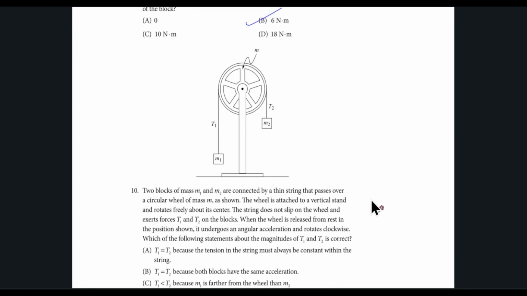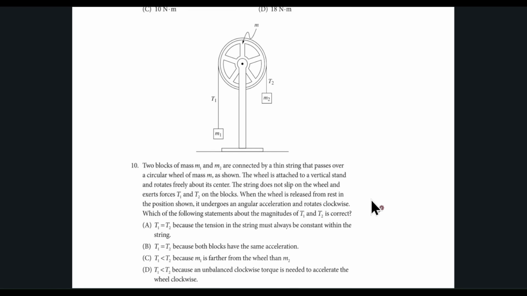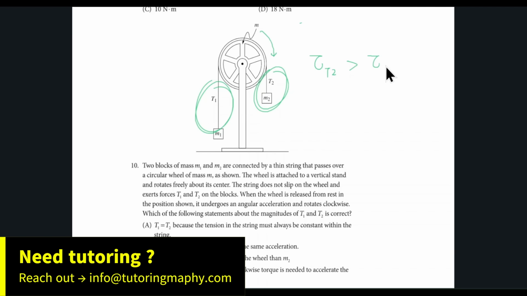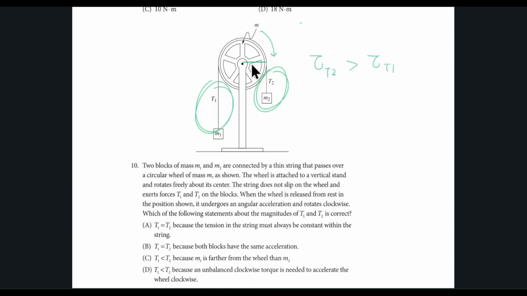Obviously, it makes sense that if it is rotating clockwise, don't you think T2 has to be greater than T1? Isn't that intuitive? Because if it is rotating clockwise, there is definitely a torque. Torque provided by T2 must be greater than torque by T1, right? Both T1 and T2 are providing the torque about the center. So the distance from the center is the same for both, which means that T2 times R should be greater than T1 times R, which means that T2 should be greater than T1.